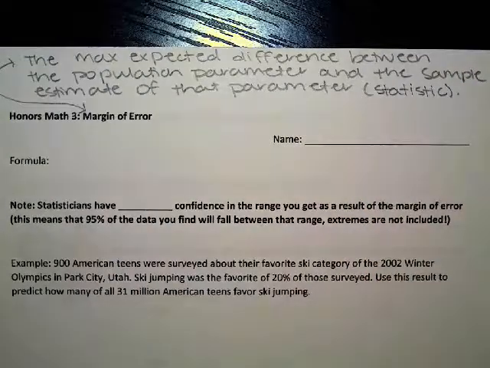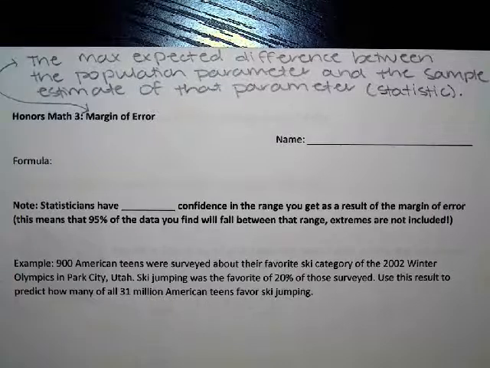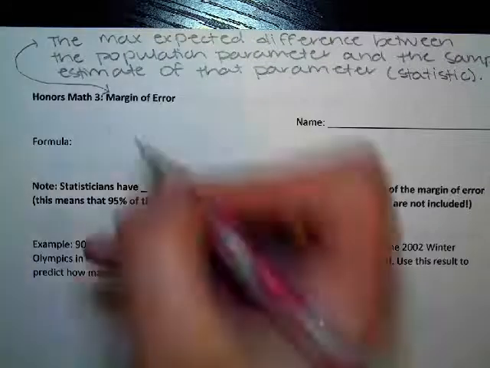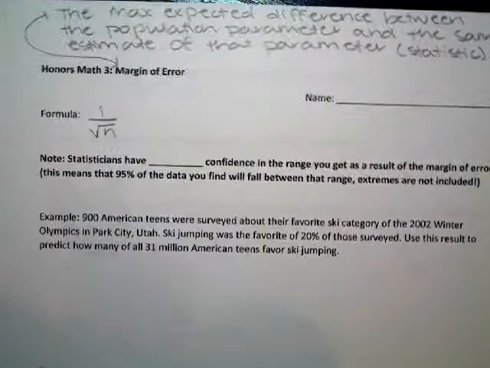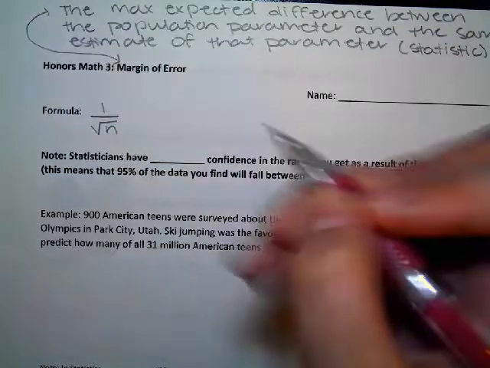So parameters are the numeric values that describe a population. Statistics are the numeric values that describe a sample. So the margin of error is the max expected difference between the number that we find that describes a sample and the corresponding number that would have described the actual population that we are interested in finding information about. So the formula for margin of error is 1 over the square root of n, where n is your sample size.